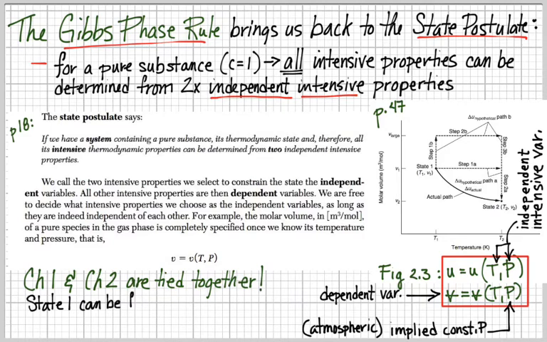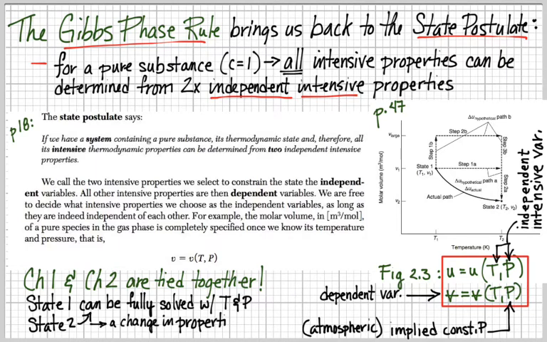But the bigger picture is that Chapter 1 and Chapter 2 and all of our chapters following are going to be tied together. This is why I say that the actual thermodynamic knowledge that we need to learn ends up being quite easily learned. The hard part is actually the language and the skills and things like that. But the upshot of this is that State 1 and State 2 can be fully solved with a change in properties of temperature and pressure.